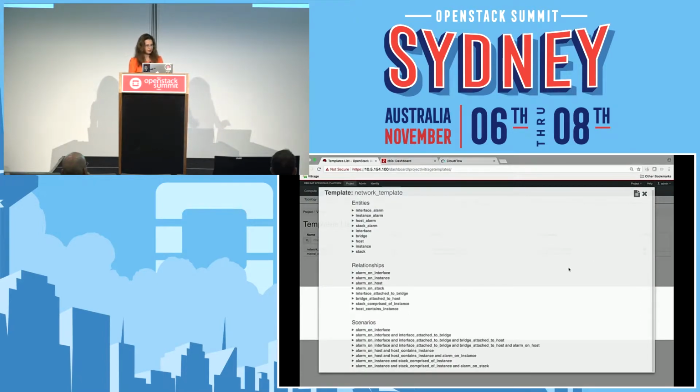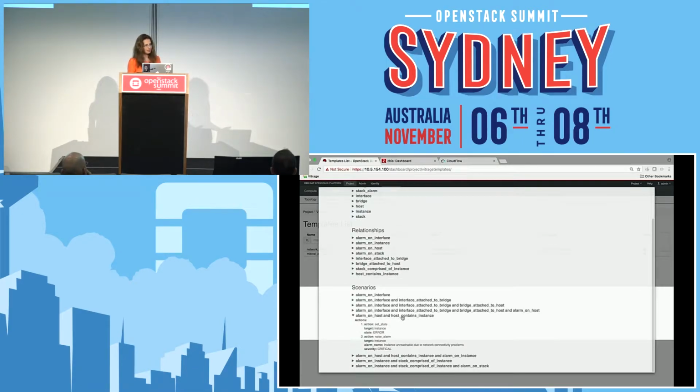The interesting part of the template is the scenarios. And an example scenario is: if there is an alarm on the host and the host contains an instance, we would like to set the state of the instance to error and to raise an alarm on that instance.